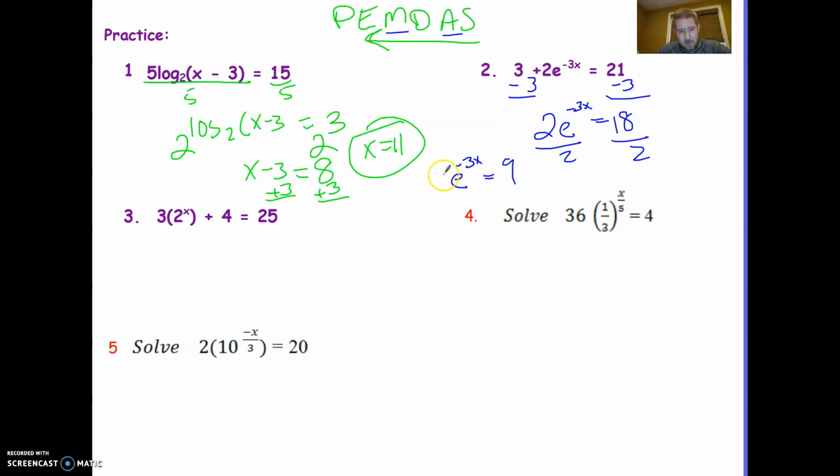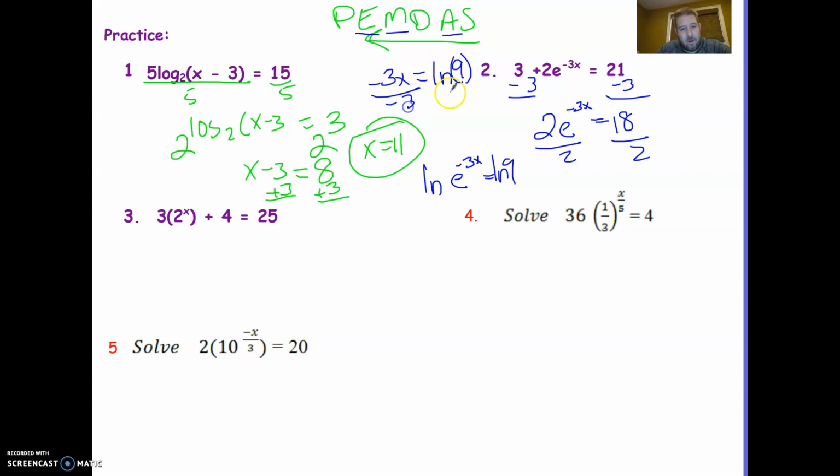Now, the next thing I'm going to do is get rid of this exponent, and the way I get rid of the exponent is by getting rid of the base e, and I'm going to do the inverse of that, which will be natural log of both sides. That cancels out there, and that leaves you with, I'm running out of room here, negative 3x equals natural log of 9. I could put this in the calculator, but I'm actually going to leave it the way it is because that's the most precise.